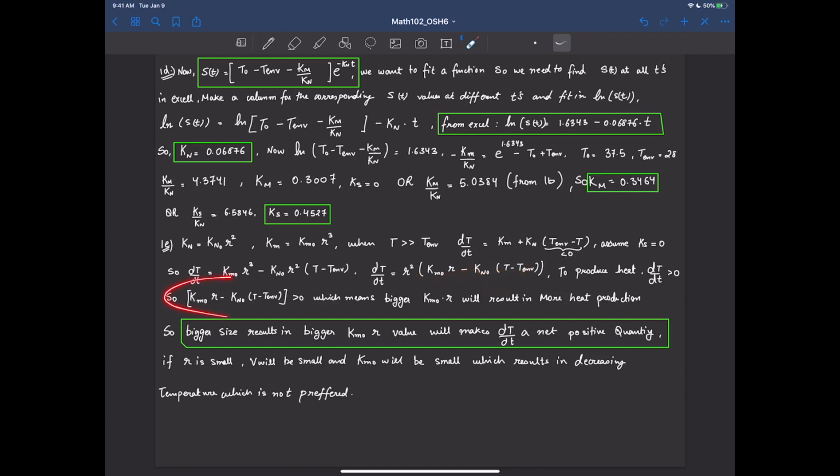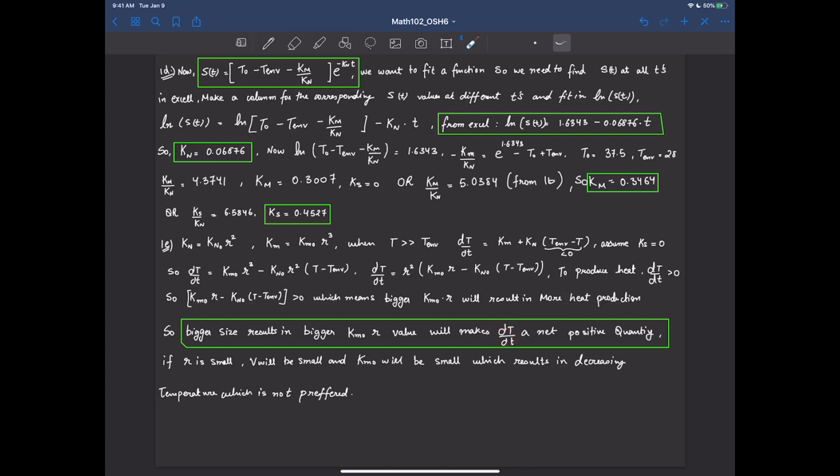Okay, so I put them here in this condition, which means that if this quantity is bigger in relation to this, you will have more heat production. In this case, it's proportional to R, and KMO is a constant that's proportional to the volume and the mass of an organism, as it said in the problem. So bigger size will result in a bigger KMO times R value, which makes dT/dt a net positive quantity.